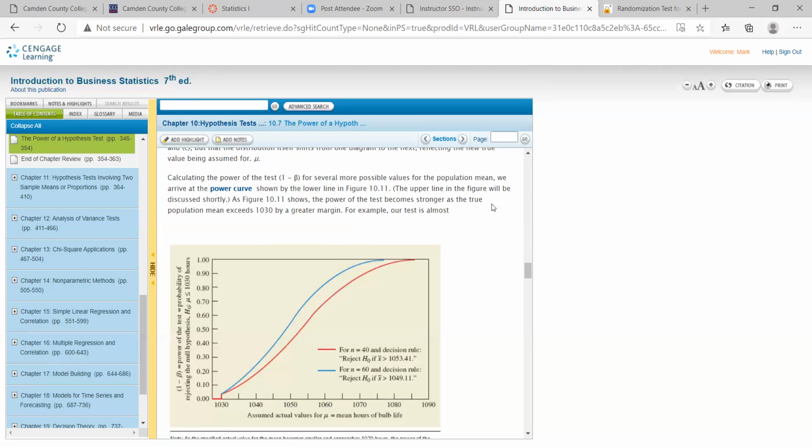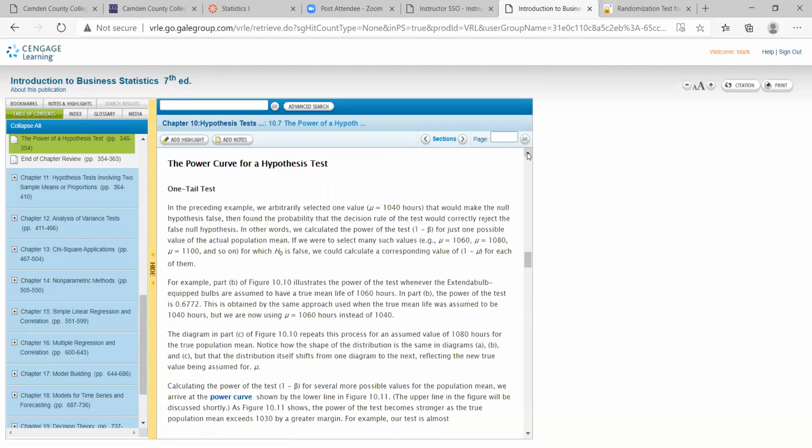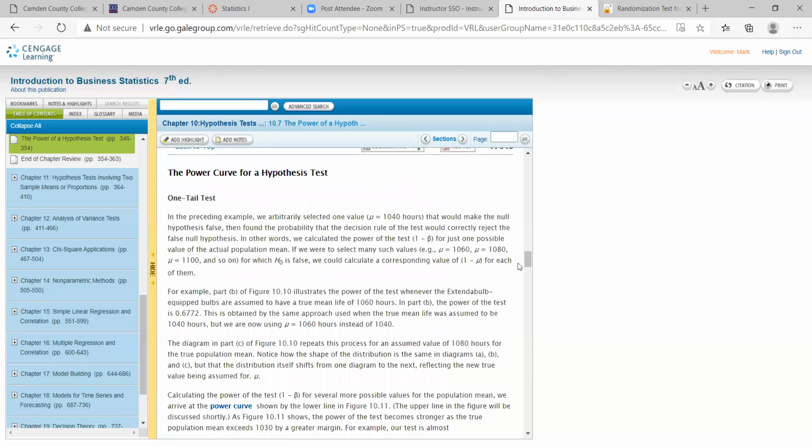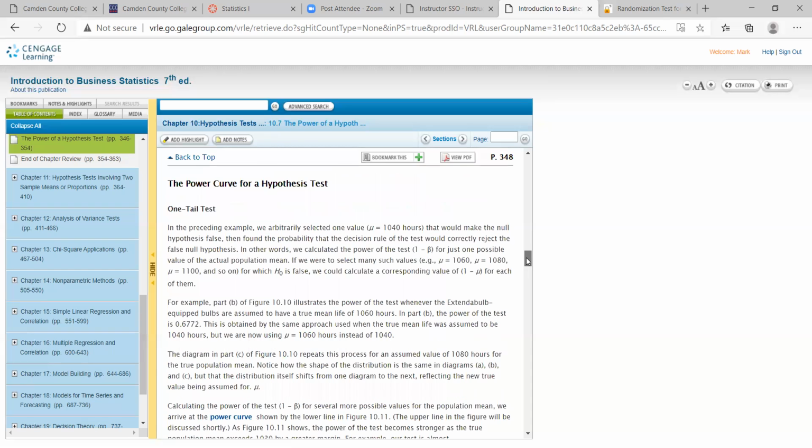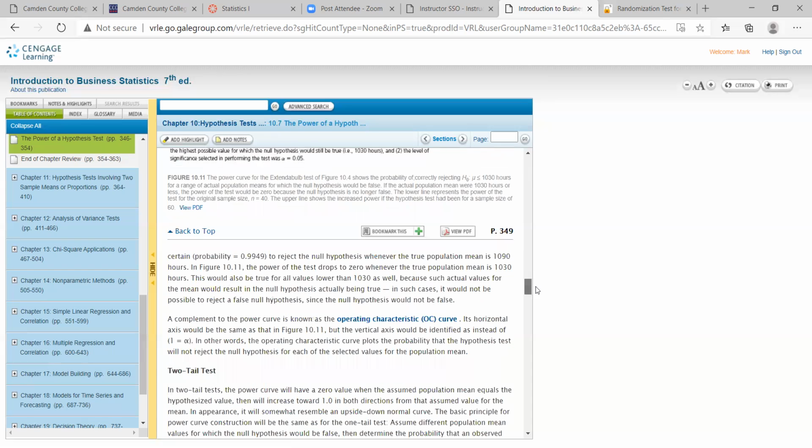But what are you responsible for with this section here? You're responsible for if I give you a specific value in the alternative hypothesis, can you calculate what beta is? Can you calculate what the power of the test is? That's pretty much what I would ask. Hopefully you'll be able to do that. But that's it.